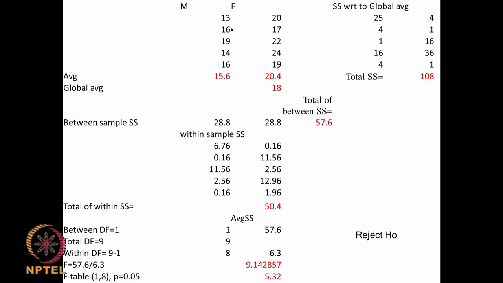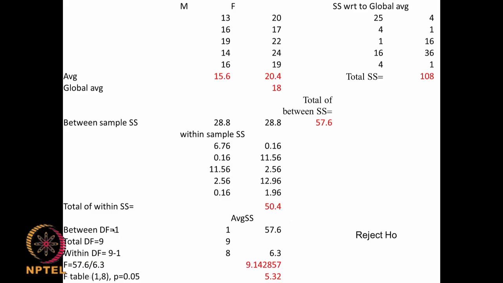So, I will do 13 minus 15.6 square, 16 minus 15.6 square, 19 minus 15.6 square, 14 minus 15.6 square, 16 minus 15.6 square, whereas here I will do 20 minus 20.4 square, 17 minus 11.56 square, 22 minus 2.56 square. If I add up all these, I will get the total within sum of squares.